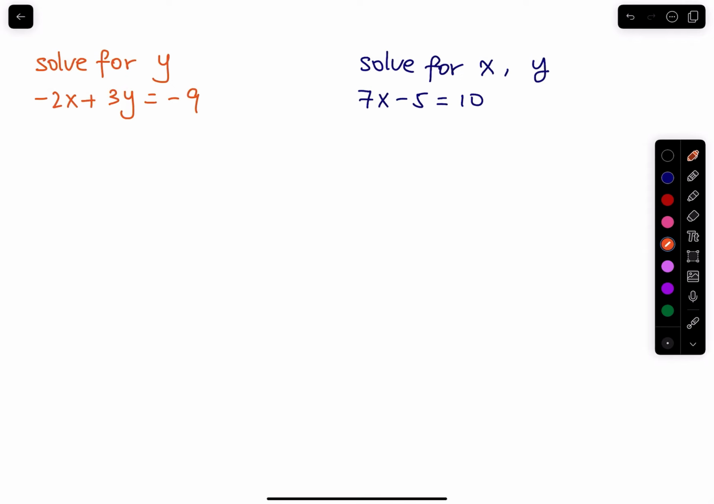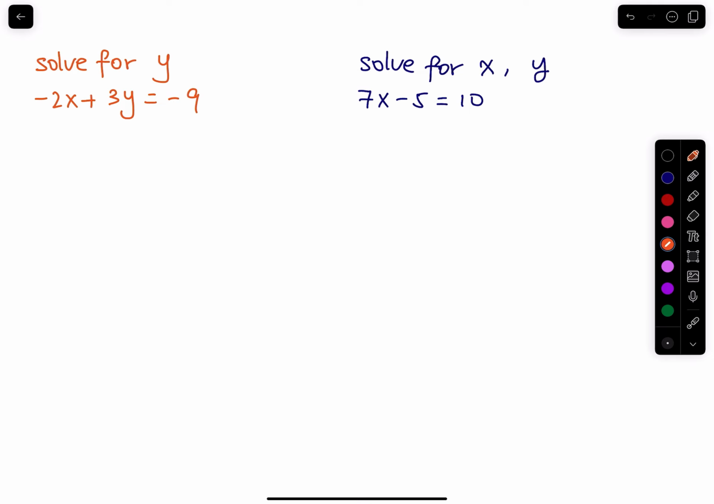When you handle algebra problems, reading a textbook, you often see this line. You have a long equation, and the textbook is asking you to solve for a specific variable, right? Solve for x, solve for y, solve for z. So let's say I have an example, the first one in orange, solve for y: negative 2x plus 3y equals negative 9. I would like to solve for y.